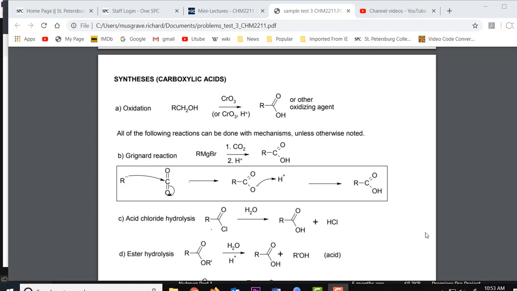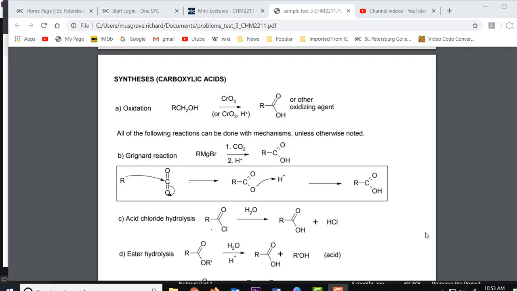During the course of this video, I'm going to go through each of these reactions that you're going to see in the Test 3 portion of the Blue Book, Problems Test 3 file that's in your Test 3 folder. And what I'm going to do is classify each of these reactions as either acidic, basic, neutral, or oddball. Now, the acidic, basic, neutral mechanisms I explained in a previous video.